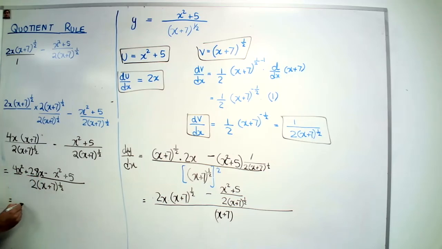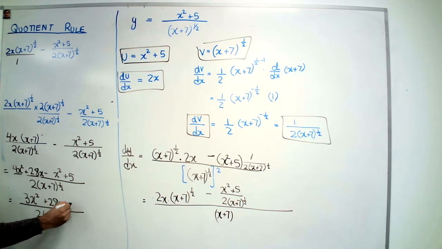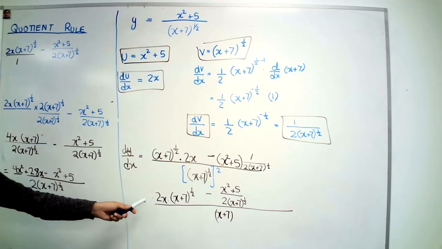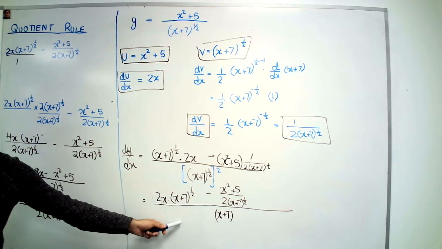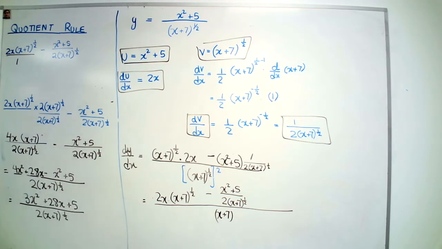Now I can further simplify this one. I will see which terms I can add. The bottom remains the same. The top one, 4x² minus x², so that will be 3x². 28x on its own and plus 5 on its own. So this is just the numerator part. It's just the top one, but I haven't done the bottom one.